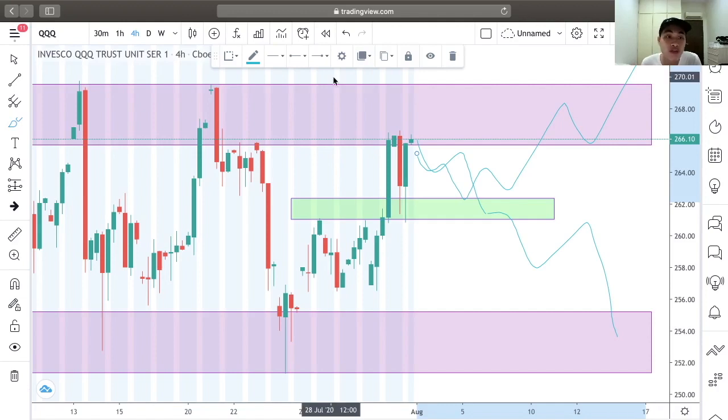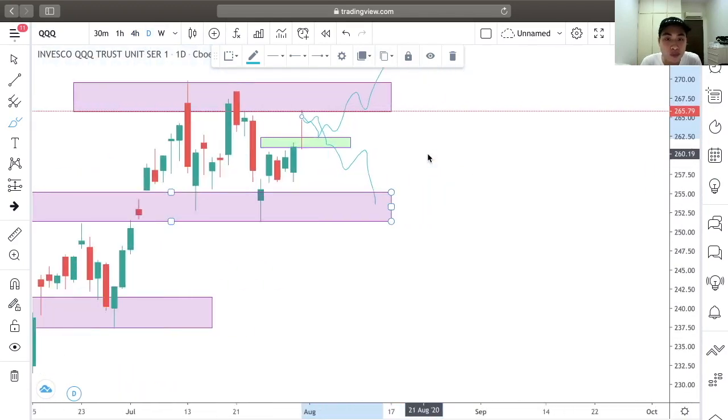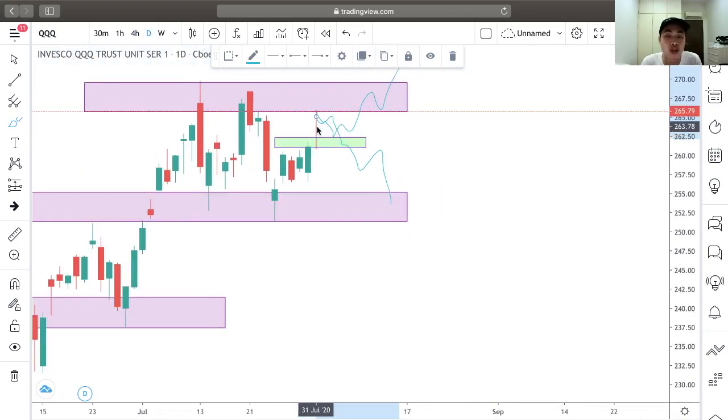So right now, we have seen for the Nasdaq, especially on the daily time frame, if we go up to the daily time frame, a clear dragonfly doji forming here at this resistance level, and this indicates to us that prices are likely to move to the downside in the coming week.